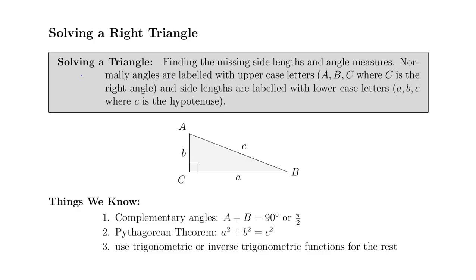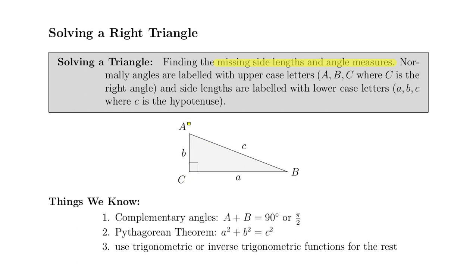So like I said, solving a triangle is basically going to be to find the missing side lengths. Oops. Let me get my highlighter. That's what I meant to click. We'll be finding missing side lengths and angles. That's pretty much it. Our angles are going to be labeled with uppercase letters, A, B, and C. C is the right angle most of the time.